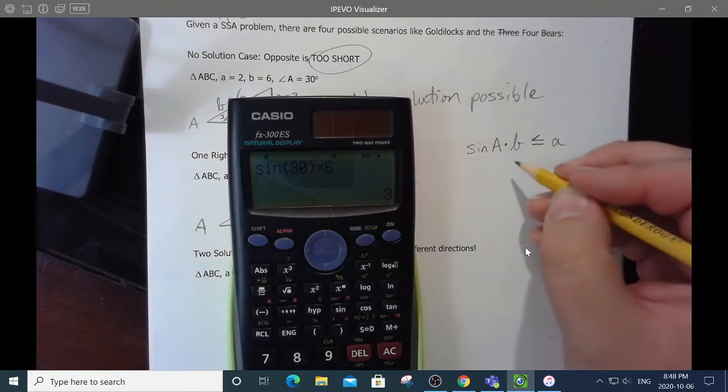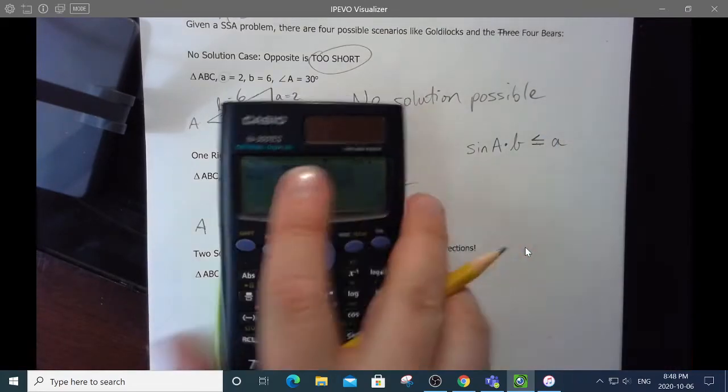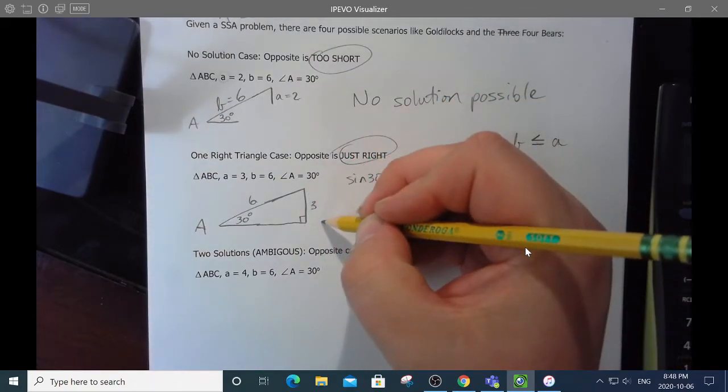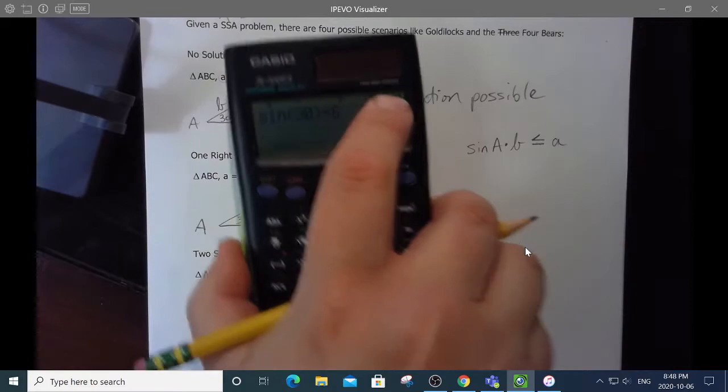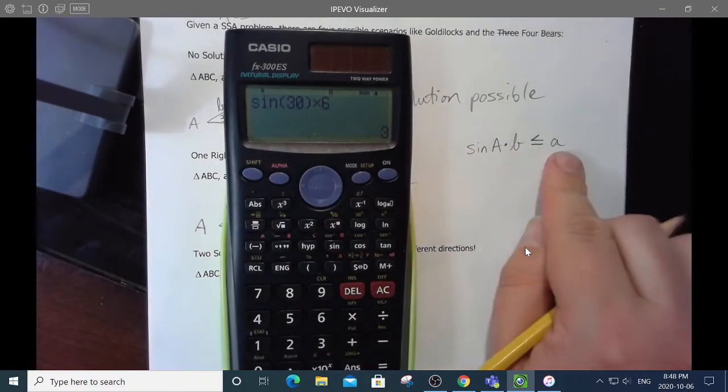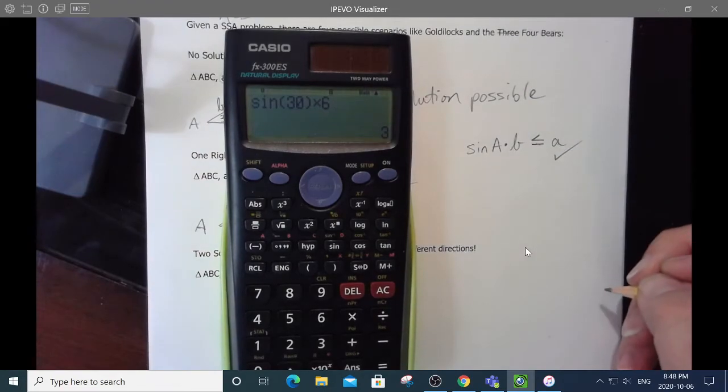If I had, instead of a side that's 3, say, a side that's 4. Well, that would go this way, and it wouldn't make a right angle, but would totally make a triangle. So the sine of 30 times 6 would be 3. 3 is less than or equal to 4. Check, that would actually make a triangle.